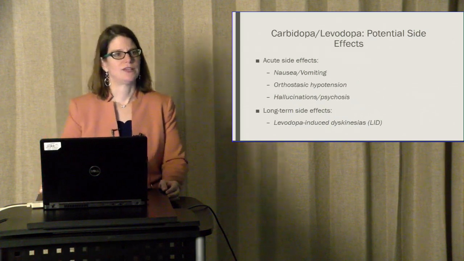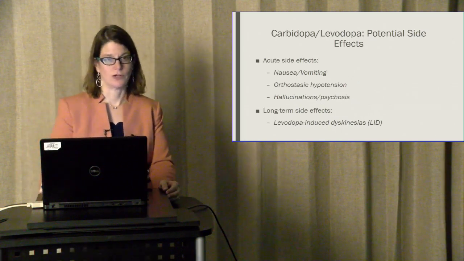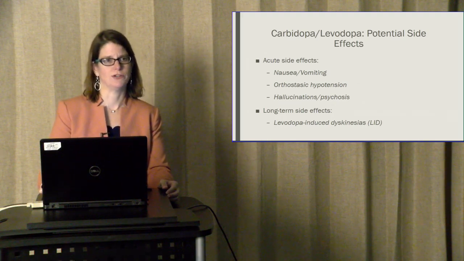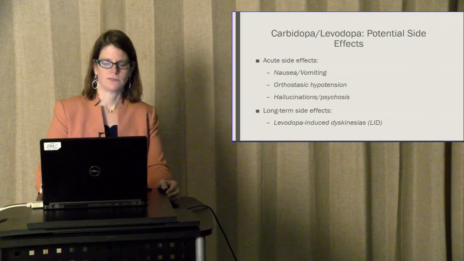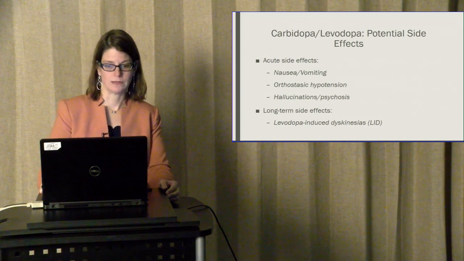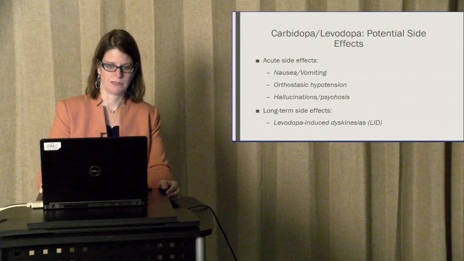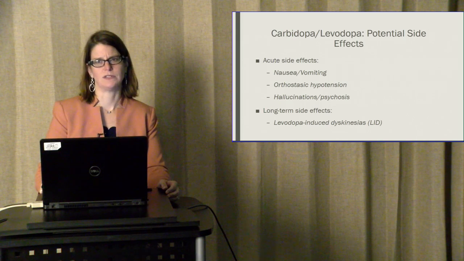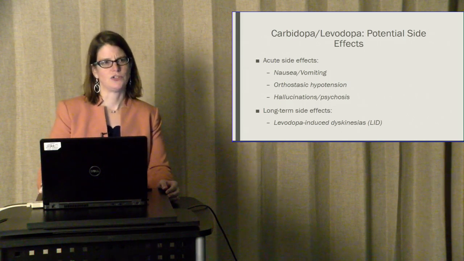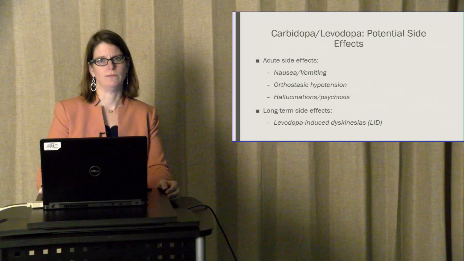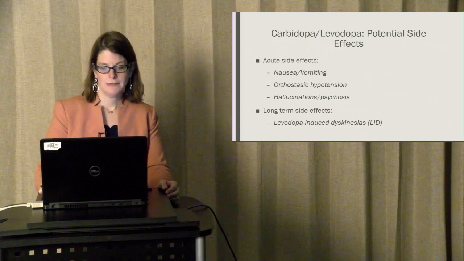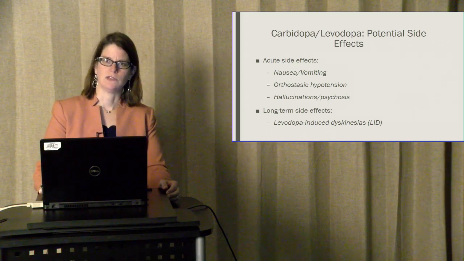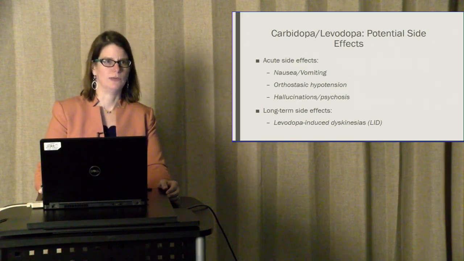So levodopa can have side effects. The immediate or acute side effects can be nausea and vomiting, and again, this is because some of the levodopa may turn into dopamine in the periphery and can cause severe nausea and vomiting if that happens. You can get orthostatic hypotension. You can get hallucinations and psychosis from the medicines, and this is usually more common in people who have later or more progressed disease. And then the long-term side effects, as I mentioned earlier, are the levodopa-induced dyskinesias. These can happen after you've been on levodopa at high doses for a while.